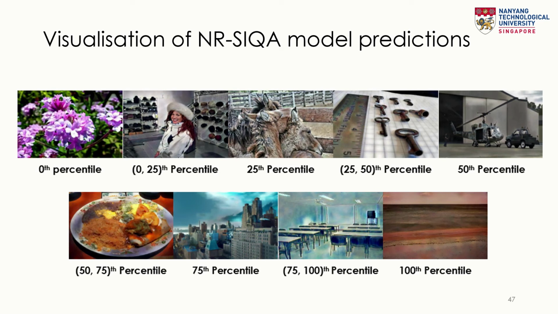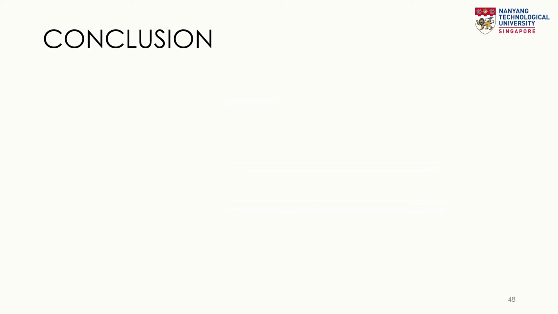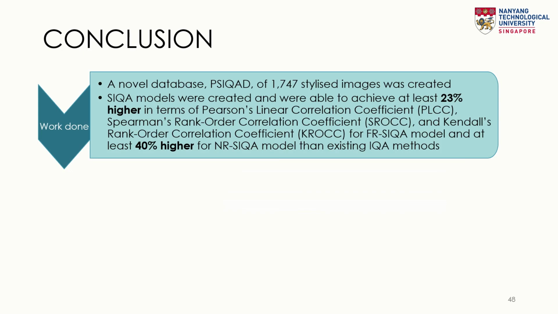However, there was no drastic difference between images that were predicted close to the median range, that is, between the 25th to the 75th percentile. Overall, FR-SIQA and NR-SIQA models still performed reasonably well as they are able to capture the perceptual realism under this task. In conclusion, in this project, a novel database of 1,747 stylized images was created with a subjective test conducted and used as ground truth.